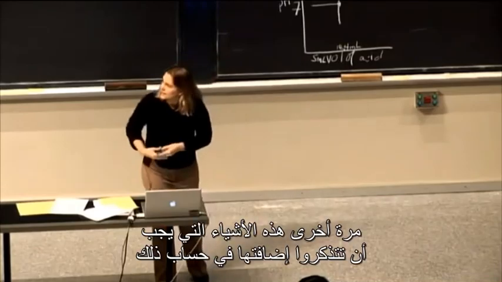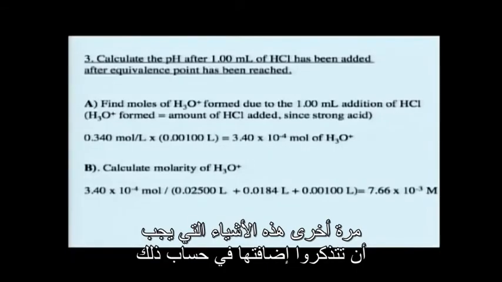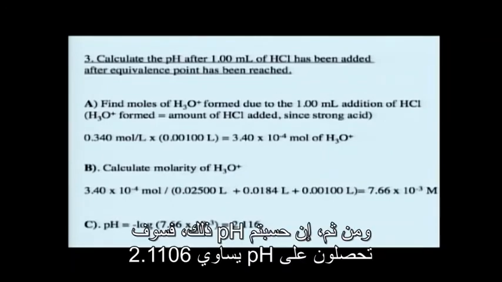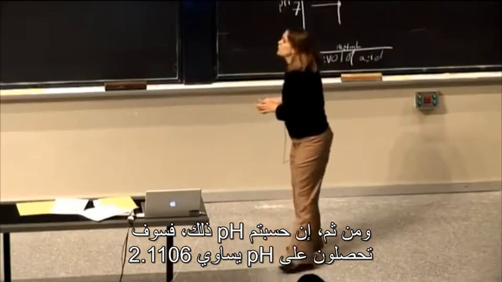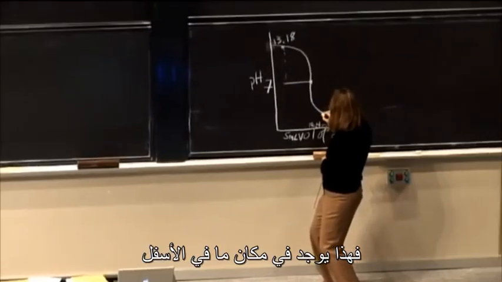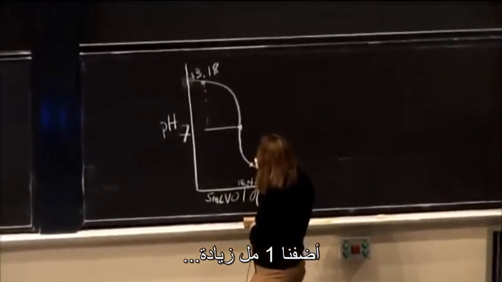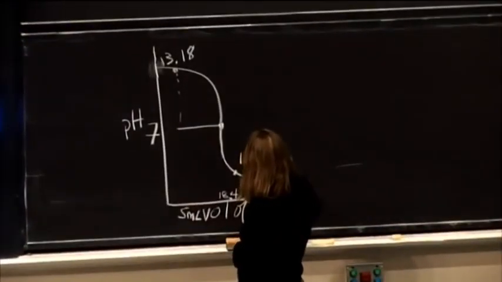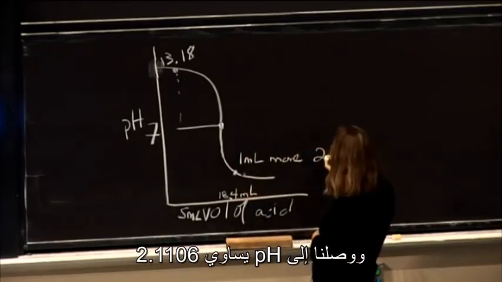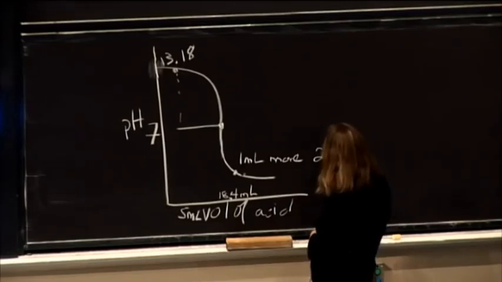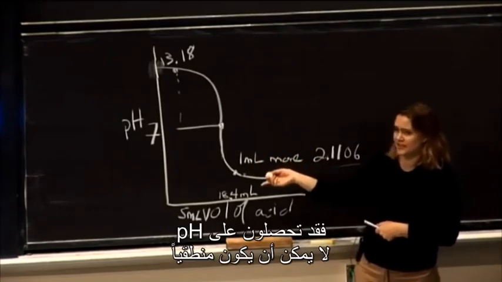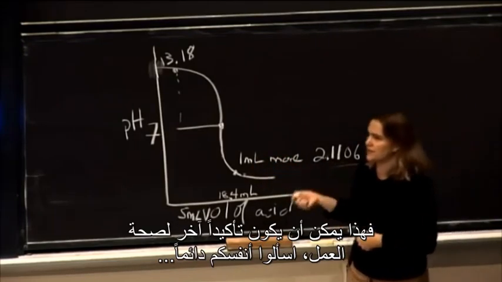So again, here are the things that you want to remember to add in calculating this. And then if you calculate the pH of that, you get a pH of 2.116. So that's down somewhere in here. We've added 1 more mil, and we're at a pH of 2.116. And this can be a check as well. If you forgot to add some of your volume, you might get a pH that doesn't make a lot of sense. So that can be a double check.